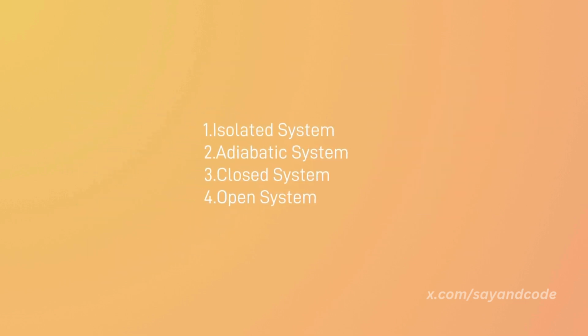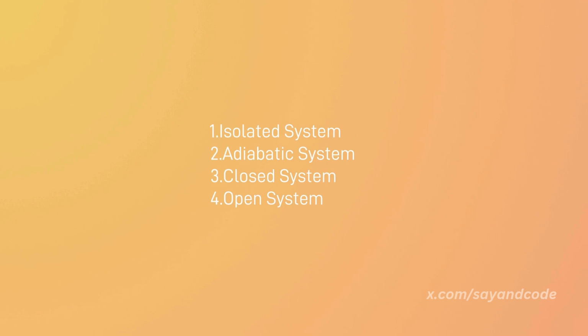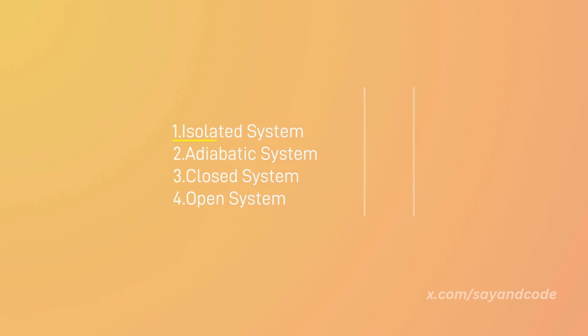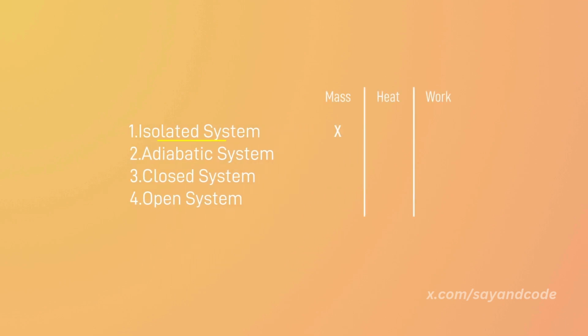So, in the 4 types of systems, the extent to which exchange happens between system and surroundings is in increasing order. In an isolated system, there's no exchange of mass, heat, or work. In an adiabatic system, there's no exchange of mass or heat, but work can be exchanged. In a closed system, there's no exchange of mass, but work and heat can be exchanged. In an open system, mass, heat, and work, all 3 are exchanged. In most thermodynamics questions, we are dealing with adiabatic, closed, and open systems.